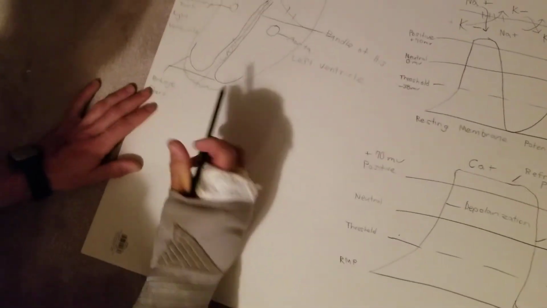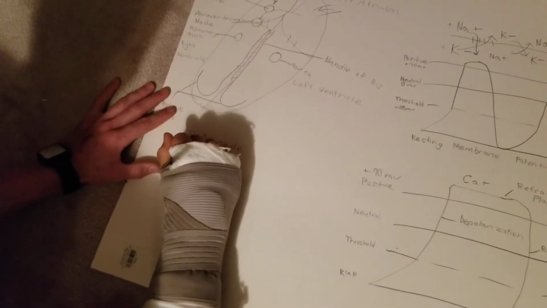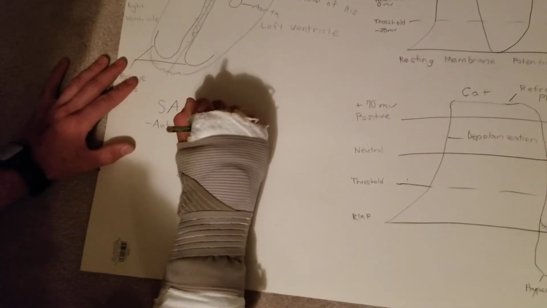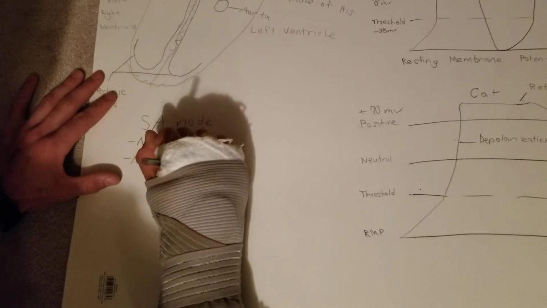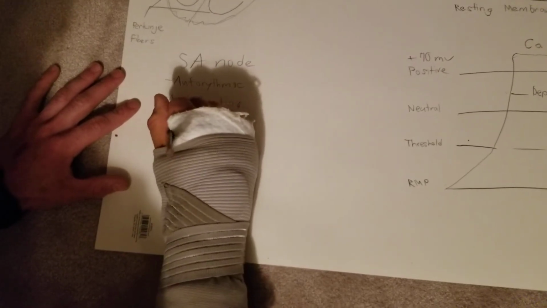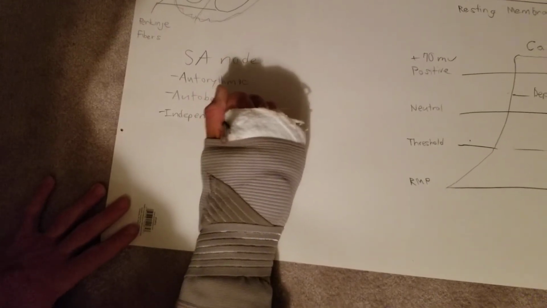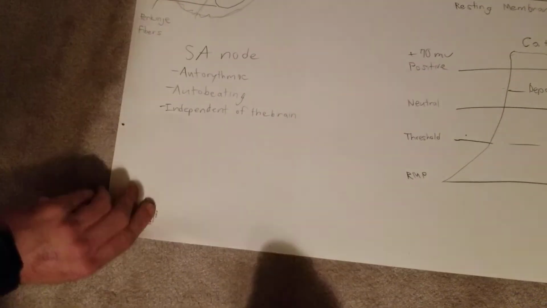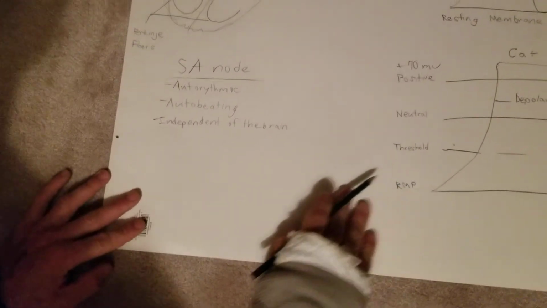This is autorhythmic. The SA node is autorhythmic. It beats automatically, and it is independent of the brain. So this allows our heart to be beating just as normal even if you're brain dead.